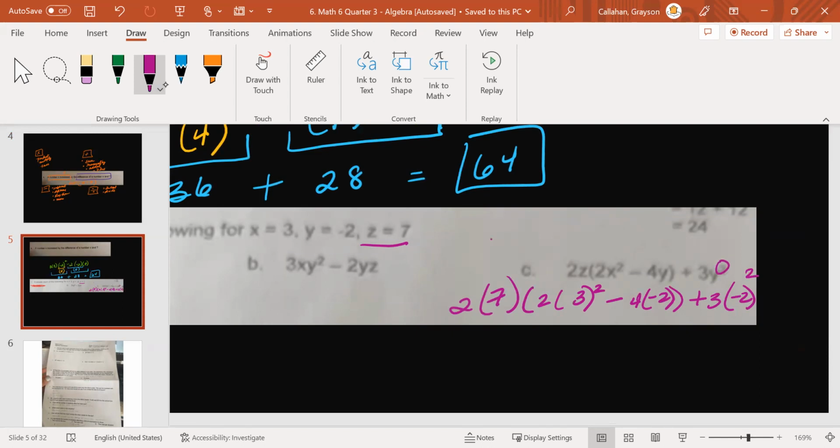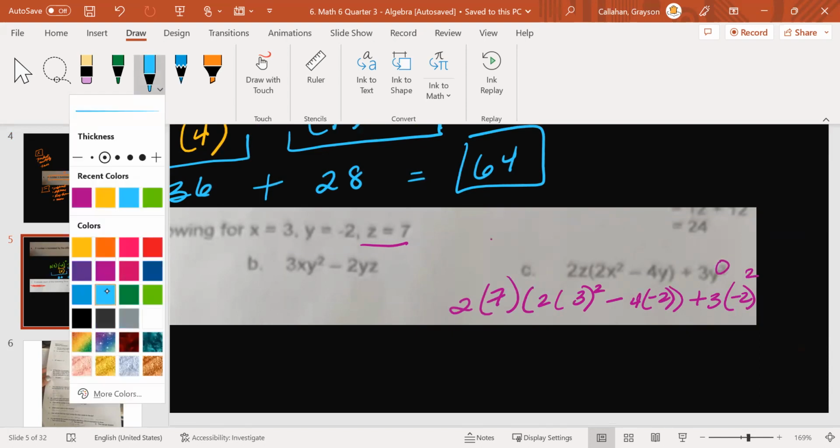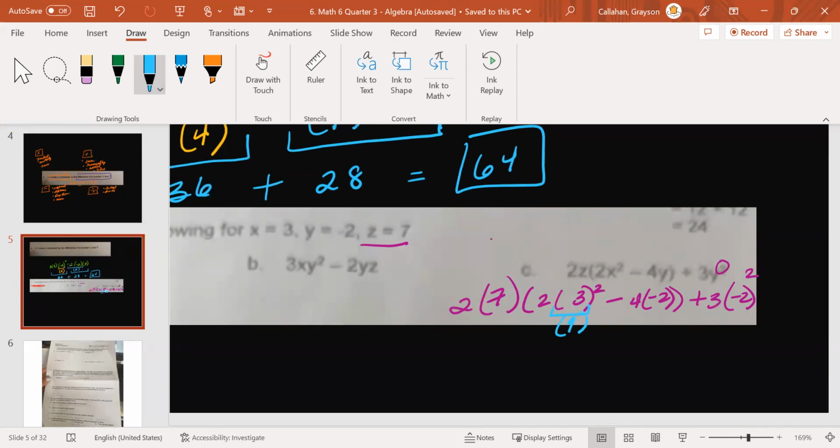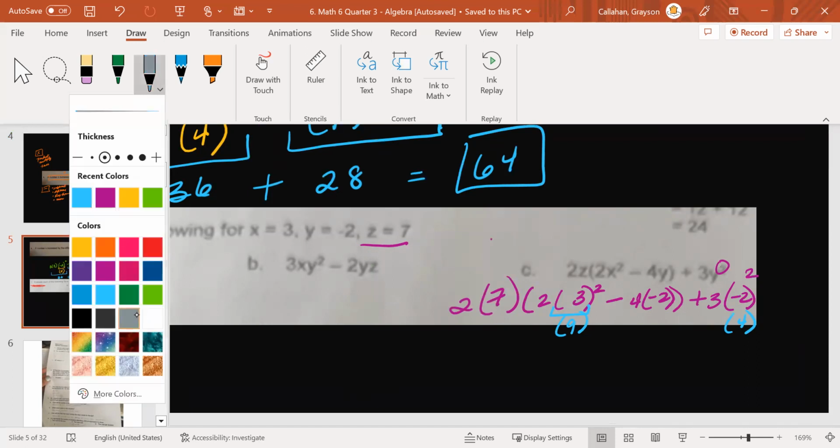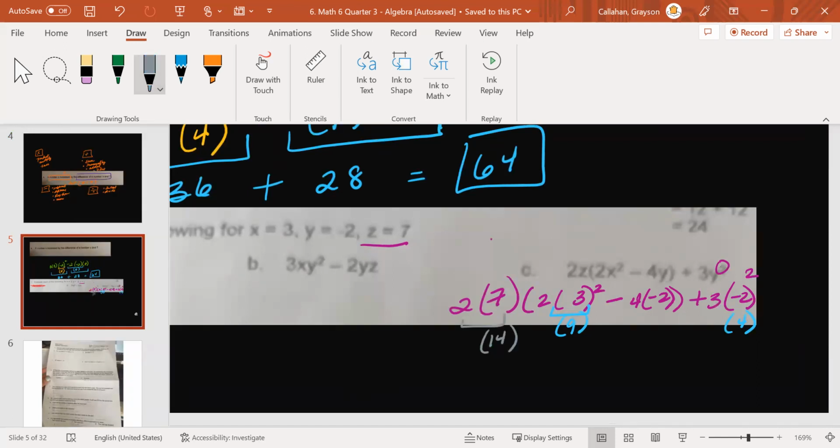Good. What do we do first? Exponents go first, so 3 squared is 9. Good. And 2 squared is 4. -2 squared is 4. Okay, what else? Yes. What's next? 2 times 7 is 14. Okay. Oh wait, no. It is 14. No wait, I thought we had to do the parentheses first.